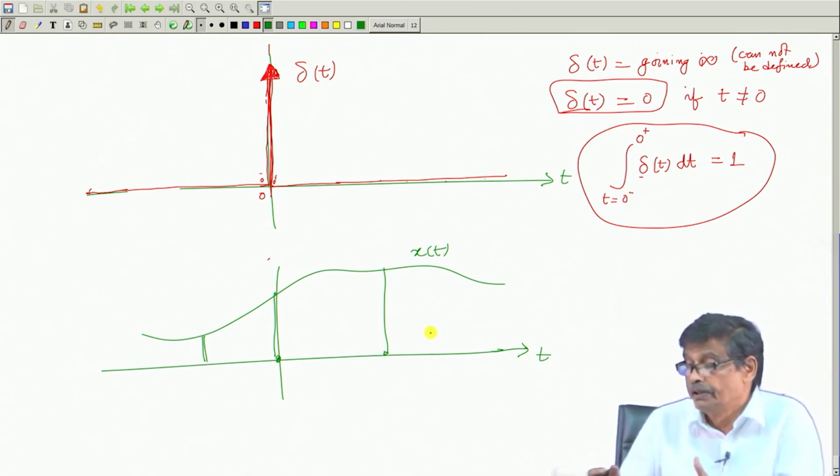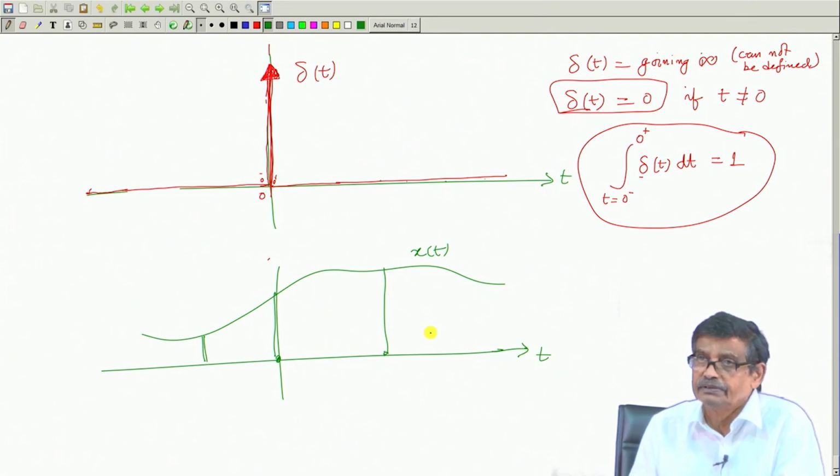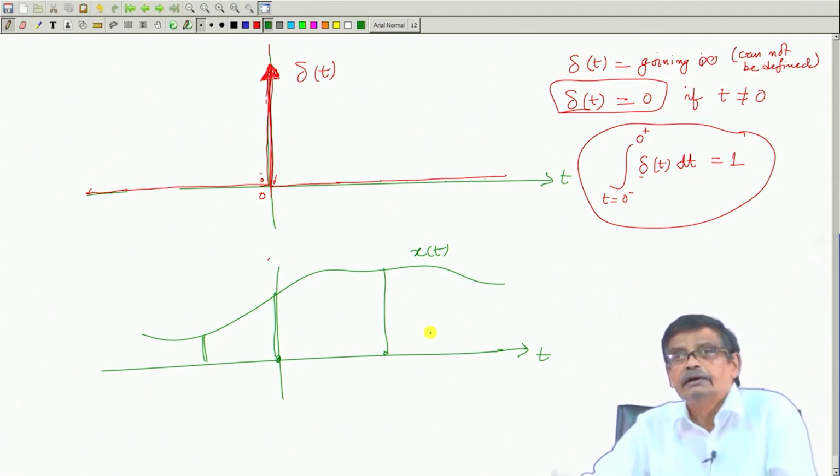Can we have an impulse function in the laboratory? Really, you cannot generate an ideal impulse function in the laboratory. No, it is not possible. Then the question comes, why study this impulse function? We will see very interesting features about the impulse function and why it is necessary to find out the impulse response of any given circuit.